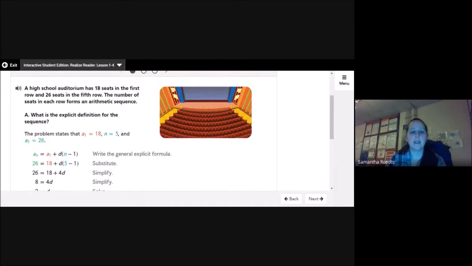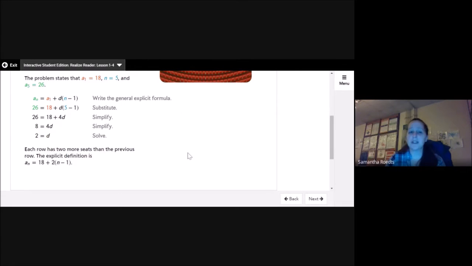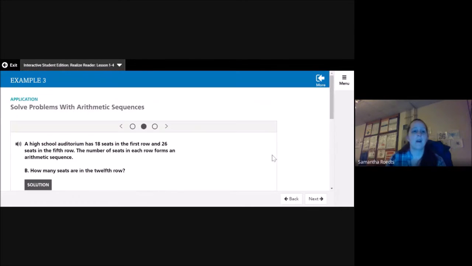Okay, so 18 seats in the first row, 26 seats in the fifth row. That's where that n comes in. Okay. So 26 equals 18 plus 4d. I subtract 18 from both sides. I get 8 equals 4d. I divide both sides by 4, so I get 2 equals d. Each row has 2 more seats than the previous row. The explicit definition is a sub n equals 18 plus 2 times (n minus 1).